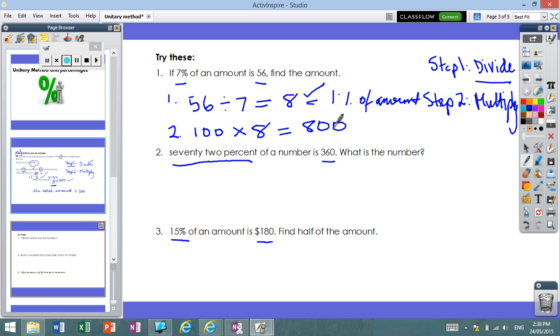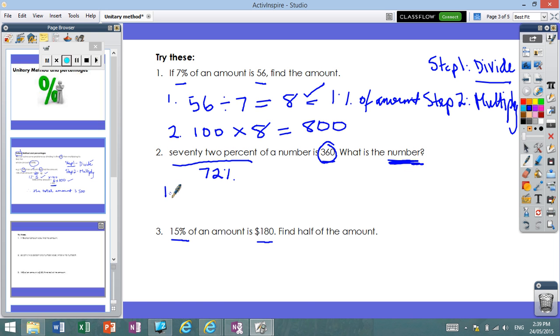Here they've written it in words. 72% of a number is 360. So I instantly just want to see the numbers. Get rid of the words. Translate that to 72% of a number is 360. So what is the actual number? They're asking for what is 100%. That is the number that we're looking for.